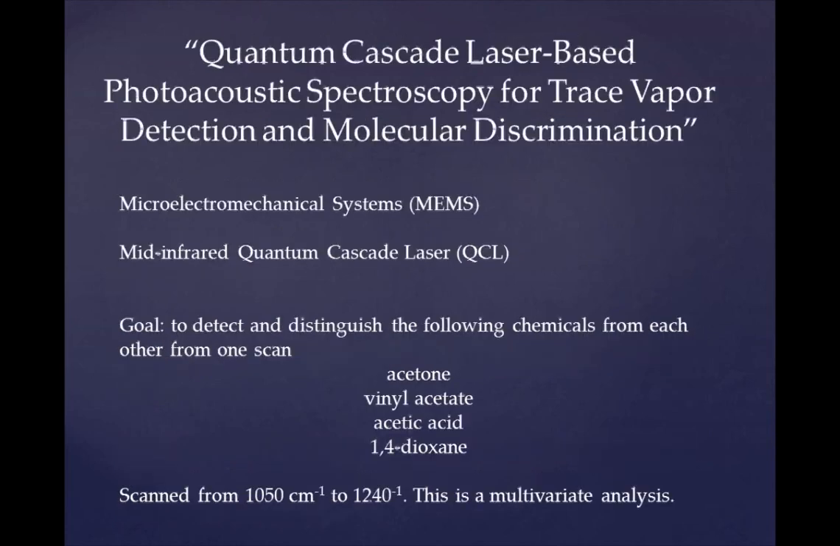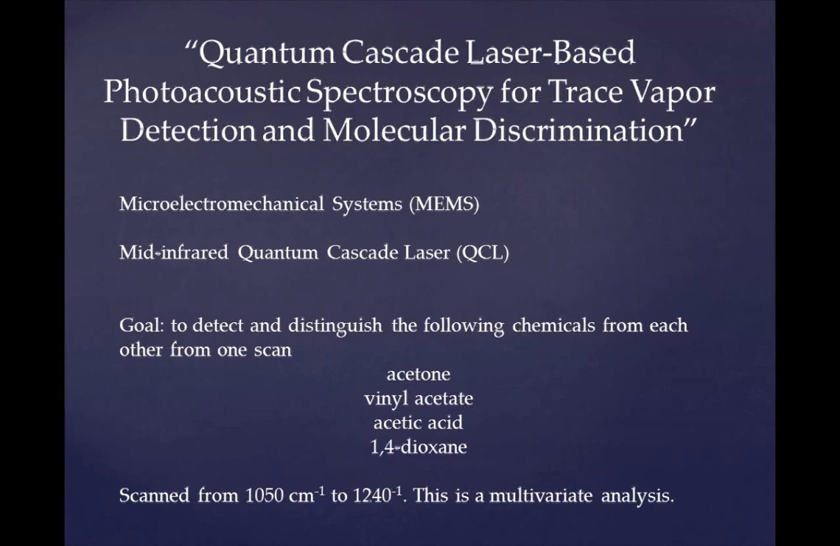In a specific example of recent research with photoacoustic spectroscopy, in an article entitled Quantum Cascade Laser-Based Photoacoustic Spectroscopy for Trace Vapor Detection and Molecular Discrimination, to detect low concentrations of gases, researchers formed microelectromechanical systems, MEMS, to be used alongside mid-infrared quantum cascade lasers, QCLs. Their experiments involved obtaining the acoustic spectra of acetone, vinyl acetate, acetic acid, and 1,4-dioxane.